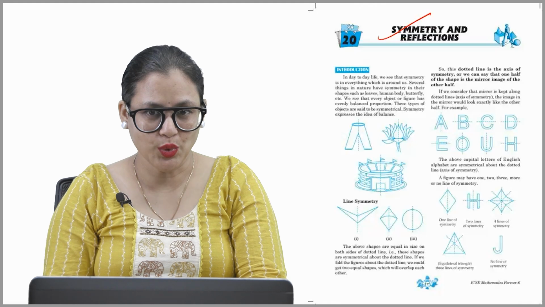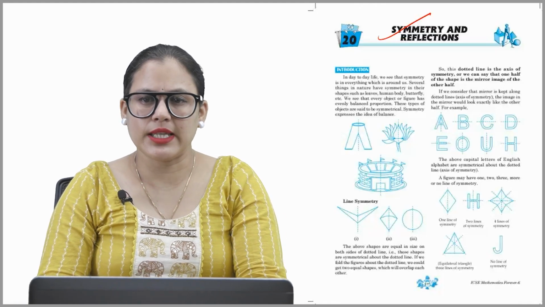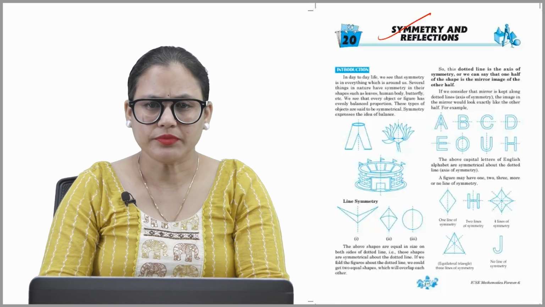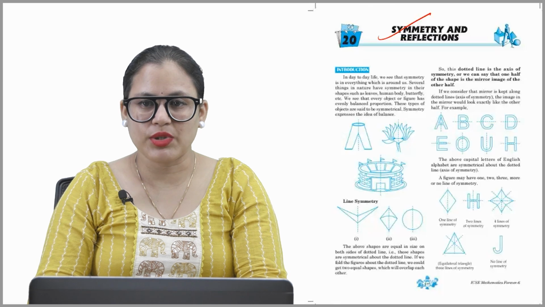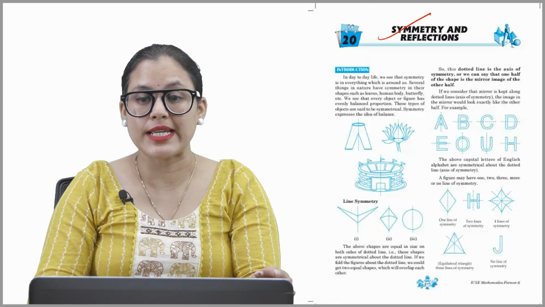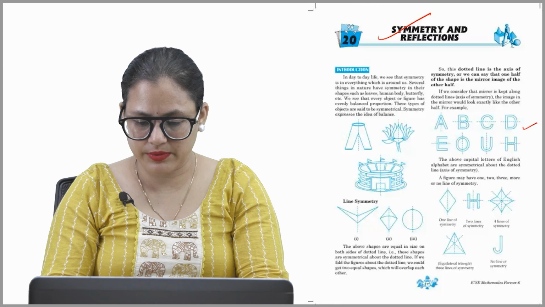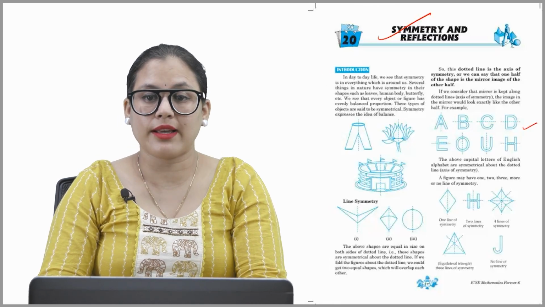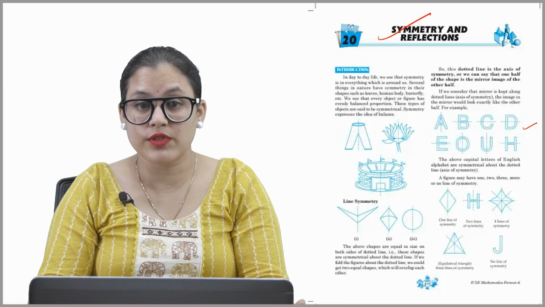So the dotted line is the axis of symmetry, or we can say that one half of the shape is the mirror image of the other half. If we consider that a mirror is kept along the dotted line, that is the axis of symmetry, the image in the mirror would look exactly like the other half. For example, these capital letters of the English alphabet are symmetrical about the dotted line, that is the axis of symmetry. A figure may have 1, 2, 3, more or no line of symmetry.